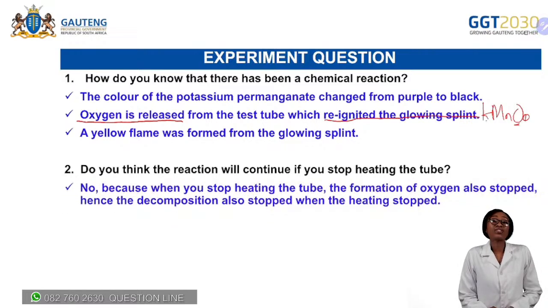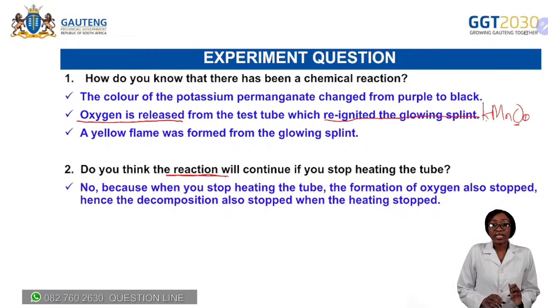No. Why are we saying no? The chemical reaction is not going to continue because when you stop heating the tube, the formation of oxygen also stopped. Hence, the decomposition also stopped when heating the tube. So the heat here is actually enabling the reaction. It is the catalyst for the reaction. So without the heat, the reaction cannot continue. That is why when the permanganate was not being heated, no oxygen was being released.